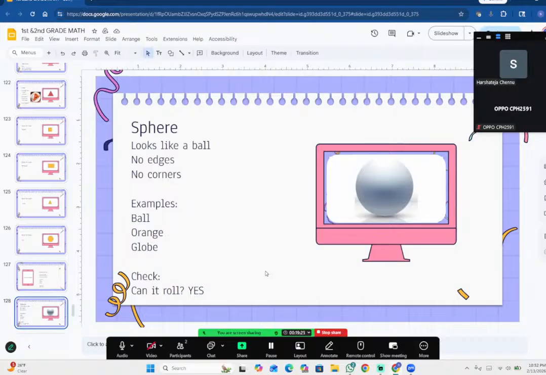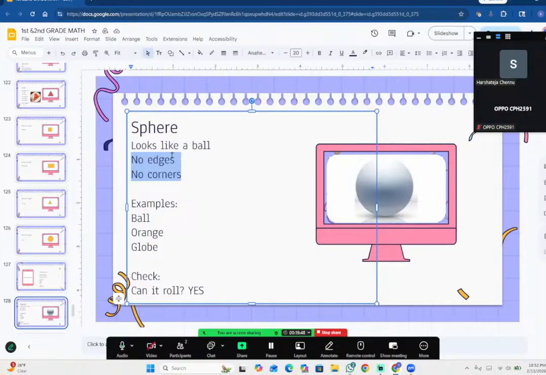So a sphere looks like a ball. There's no edges and no corners. So examples are like a ball, an orange, or a globe of the earth. So the main check you can do for this is, can it roll? And if it's yes, then it could be a sphere, as long as all of these conditions are true.